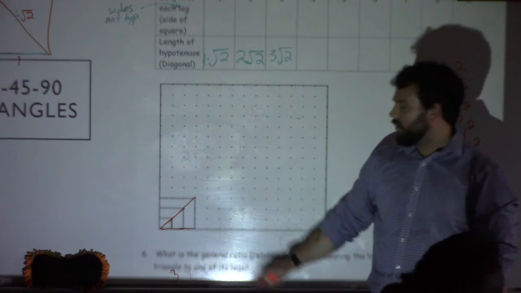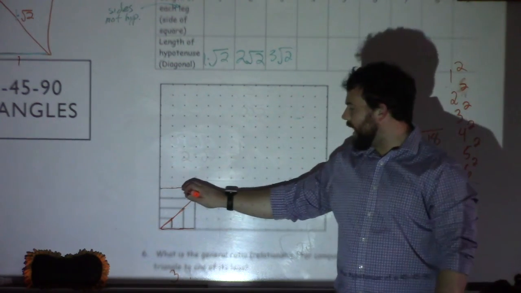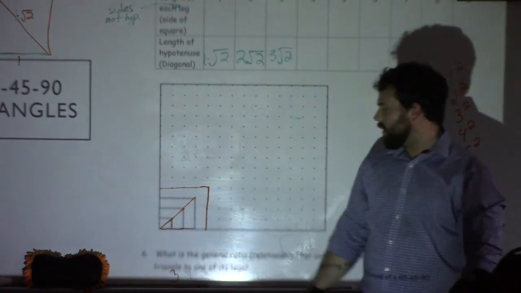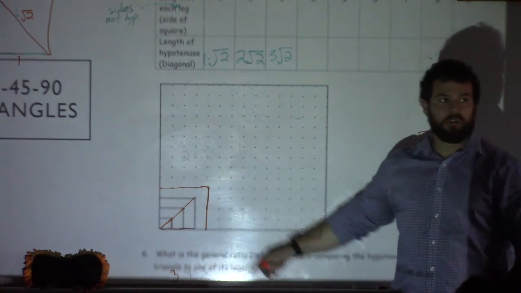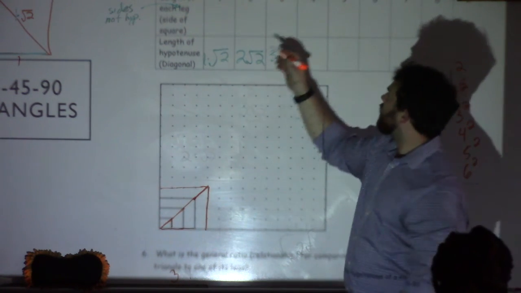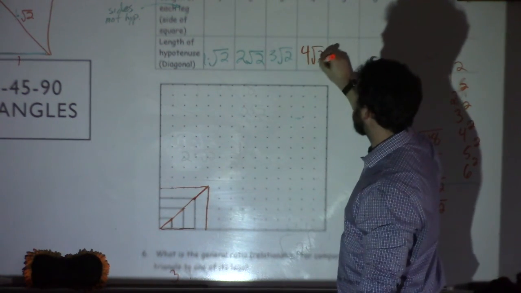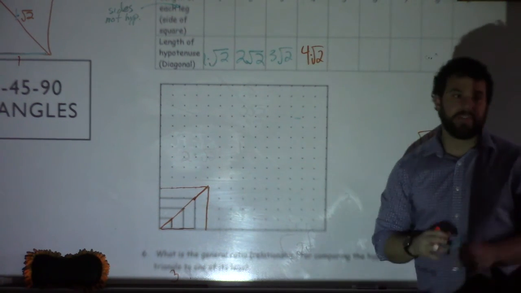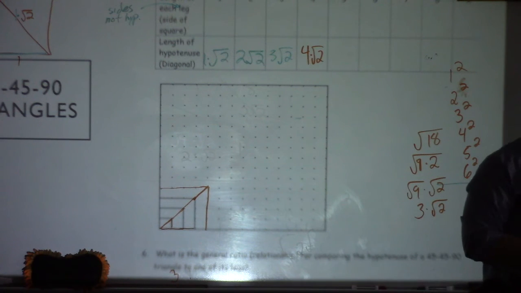Now when we make a bigger square, when the side length is 4, what's the diagonal going to be? 4 square root of 2. Is it 4 times? Remember, when they're written right next to each other, it's understood that it's multiplication.